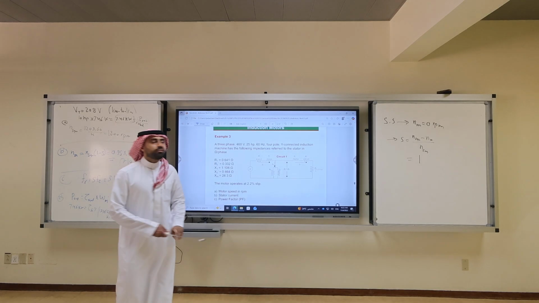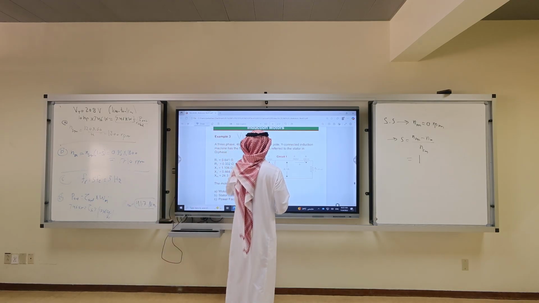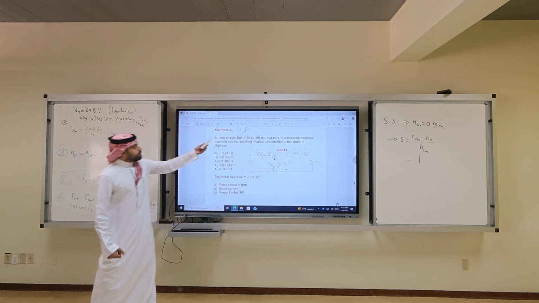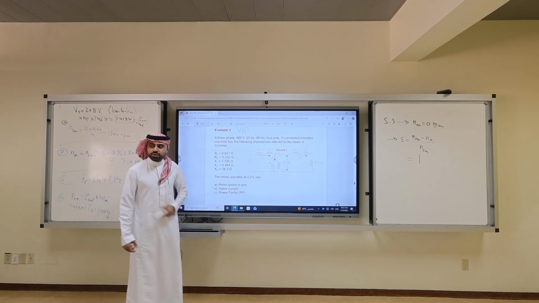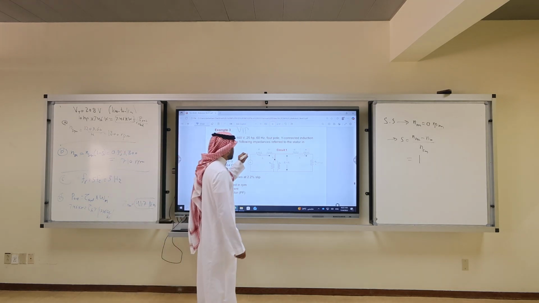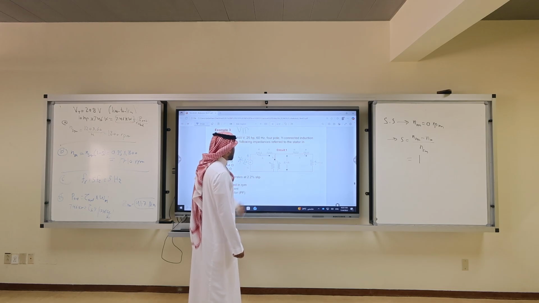This is the VIP. So what is this VIP? 3-phase, 460. What is 460? Line to line. What does it mean? It means what is this voltage? 460 over square root of 3 angle 0. Take it usually as a reference.